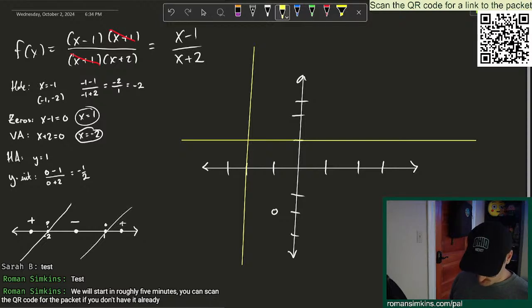And what else do we have? We have a y-intercept at -1/2. And I forgot something. Oh, my zero is at x equals 1. That's right. Okay.